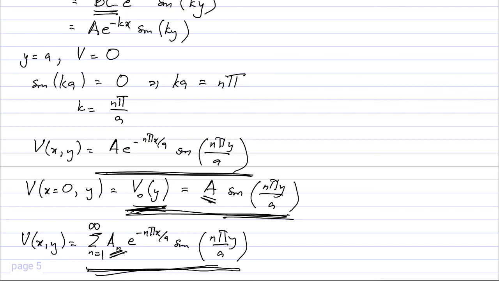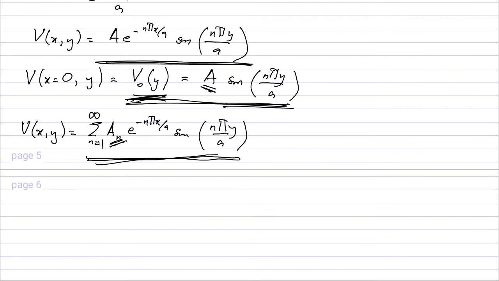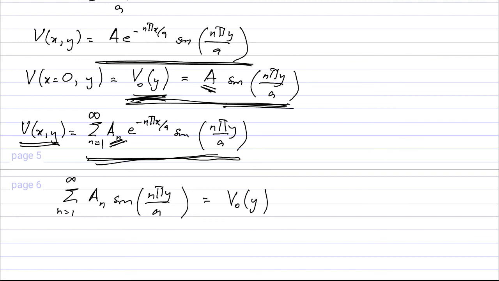In this thing, let's put x equal to 0. Then you have the sum from n equals 1 to infinity of A_n, and with x equal to 0 the exponential goes away, and you have sine of n pi y over a, and this has to be equal to V_0(y). Then you just have to solve for this collection of A_n. This is where Fourier series comes in. You already know how to do this, exactly the same game that we played when we were dealing with Fourier series.